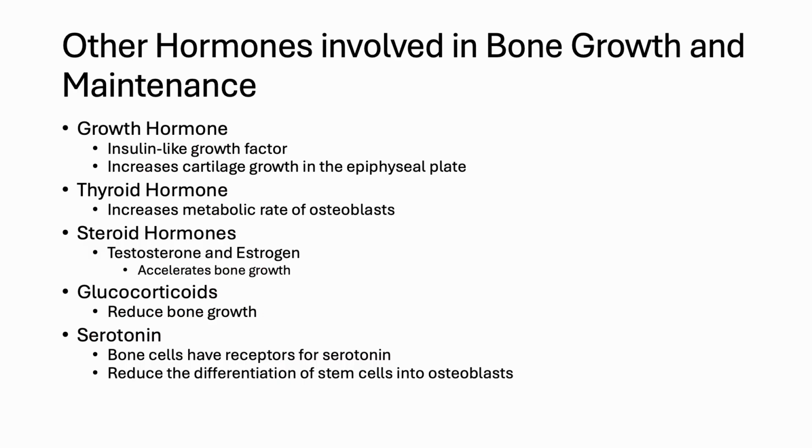So we discussed the 2 hormones that regulate blood calcium levels. These are some other hormones that play a role in our bone growth and maintenance. So this first one here, growth hormone. This is a hormone that's produced by our anterior pituitary gland, which triggers the liver to produce something called insulin-like growth factor. Ultimately, what that does is it increases our cartilage growth at the growth plate or the epiphyseal plate. So it helps our bones grow longer. The thyroid hormone is going to essentially increase the activity of our osteoblasts, our bone building cells.